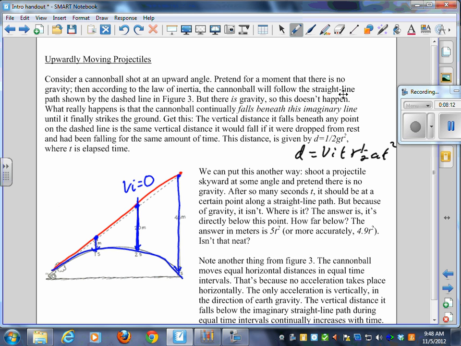Shoot a projectile skyward at some angle and pretend there's no gravity. After so many seconds, t, it should be at a certain point along the straight line path. But because of gravity, it isn't. Where is it? The answer is it's directly below this point. How far below? 5t squared, or 4.9, right? Minus half of 9.8. Isn't that neat? I should have a question in there. Isn't that neat? And you answer yes.